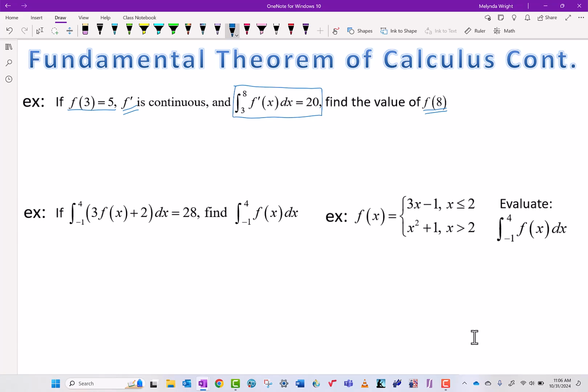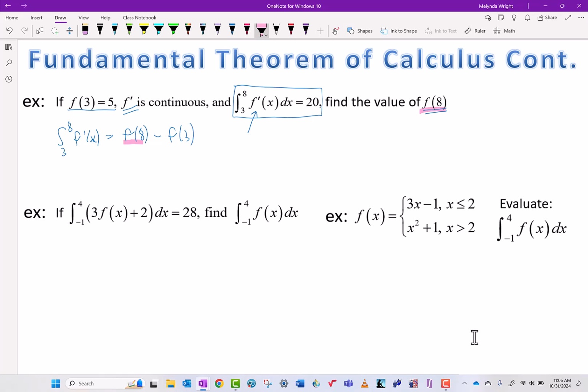Why don't we take this integral and write it using the fundamental theorem, like the f of b minus f of a. So let's do that. We have the integral from 3 to 8 of f prime of x, which would be f of 8 minus f of 3. So that's using our fundamental theorem. And this is what we're interested in. We want to solve for that. Okay, we could do that.